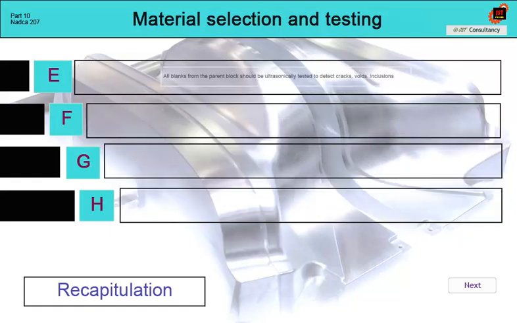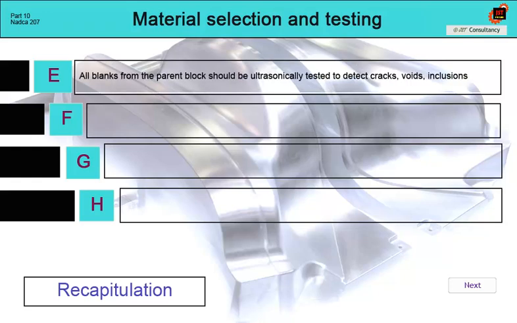All blanks from the parent block should be subjected to an ultrasonic test to detect cracks, voids, and inclusions. The grain size must be at least 7, graded according to ASTM E112.